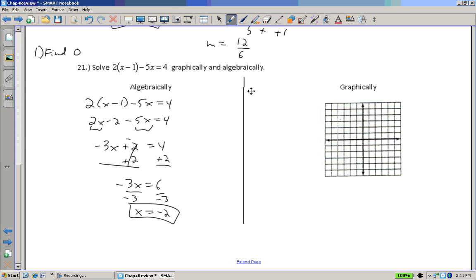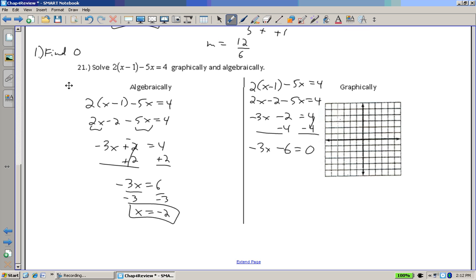Let's start over here: 2 times x minus 1 minus 5x equals 4. I'm going to distribute first. Combine like terms. And I'm going to get 0 on this side, so I'm going to subtract 4. So I found 0. Now we're going to replace 0 with y. So instead of that 0, I'm going to put a y.